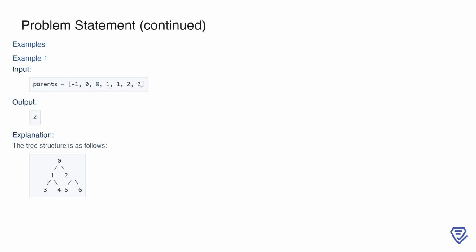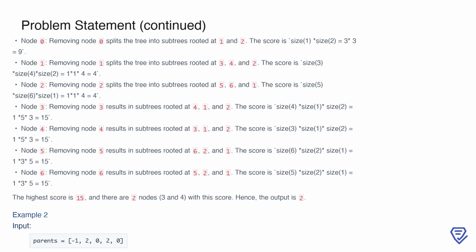The task is to calculate the score for each node when it is removed and then find out how many nodes have the highest score. Now, let's compute the scores for each node. Starting with node 0, removing it splits the tree into 2 subtrees rooted at 1 and 2. Since both these subtrees have 3 nodes each, the score of node 0 is 3*3 equals 9.